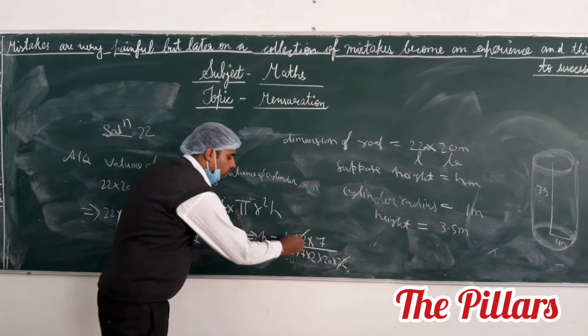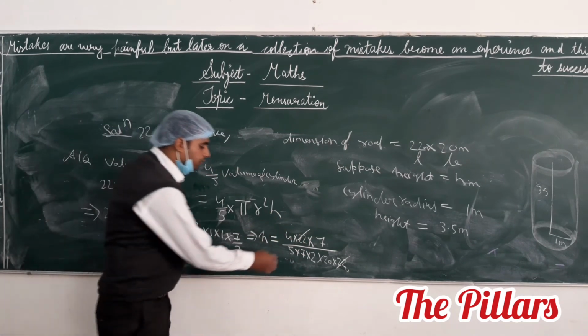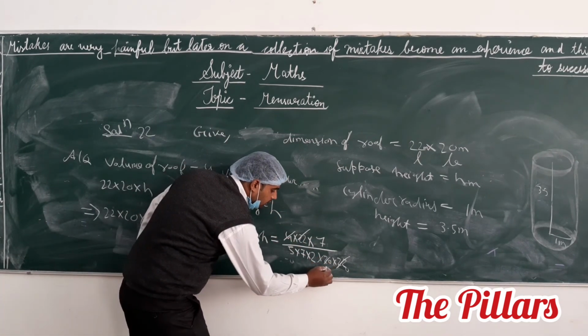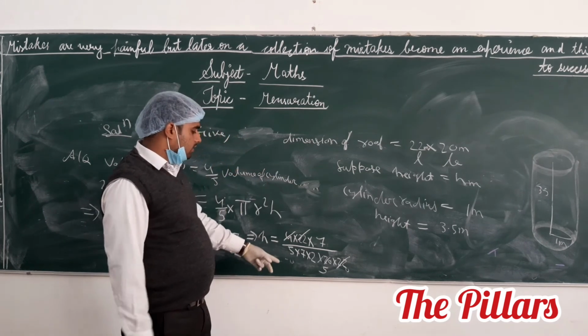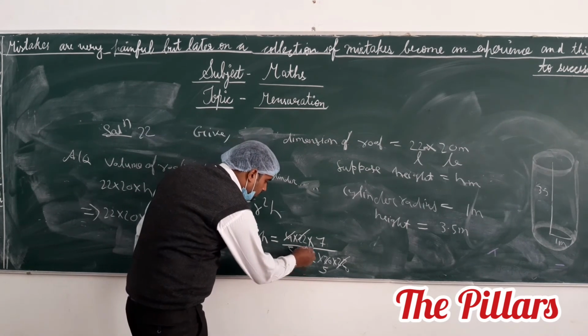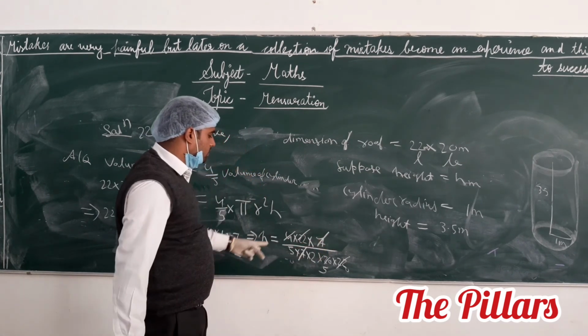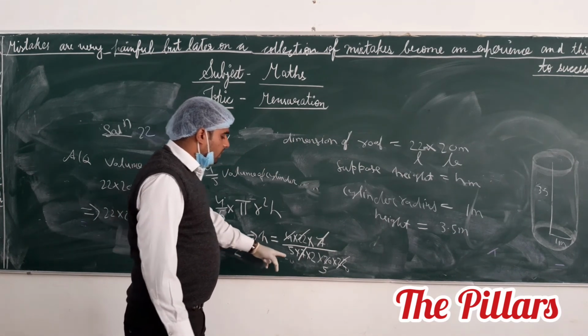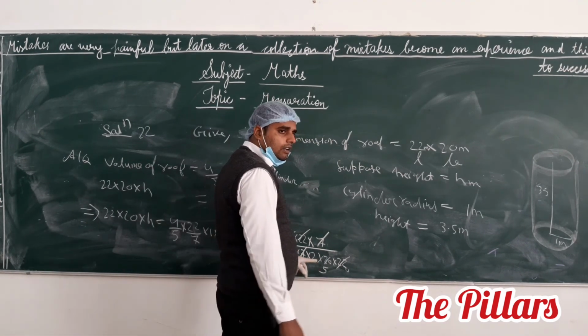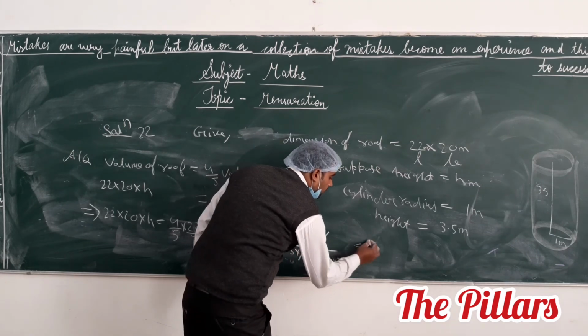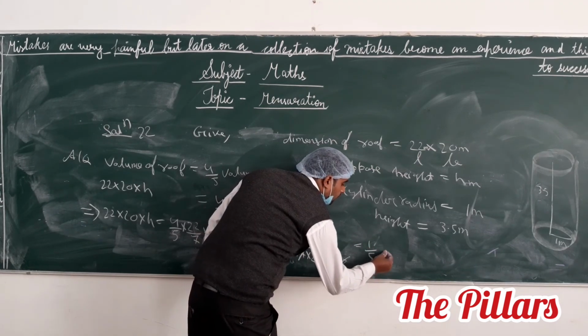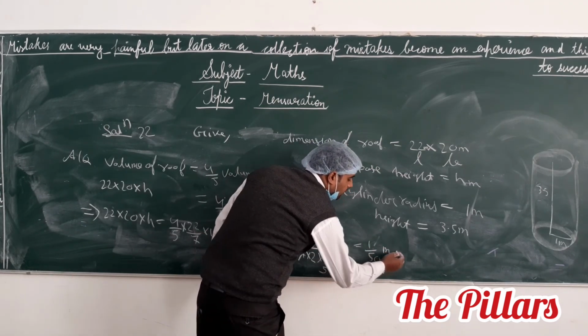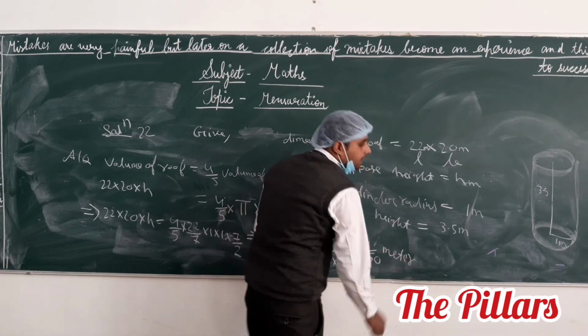22 and 22 cancel out. 4 by 5 gives 20. 7 and 7 cancel out. The remaining value is 1 by 50, which is 1 by 50 meter.